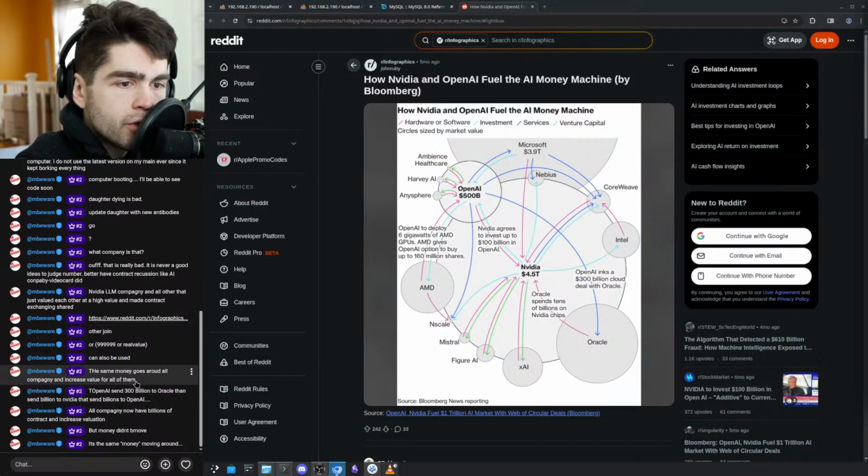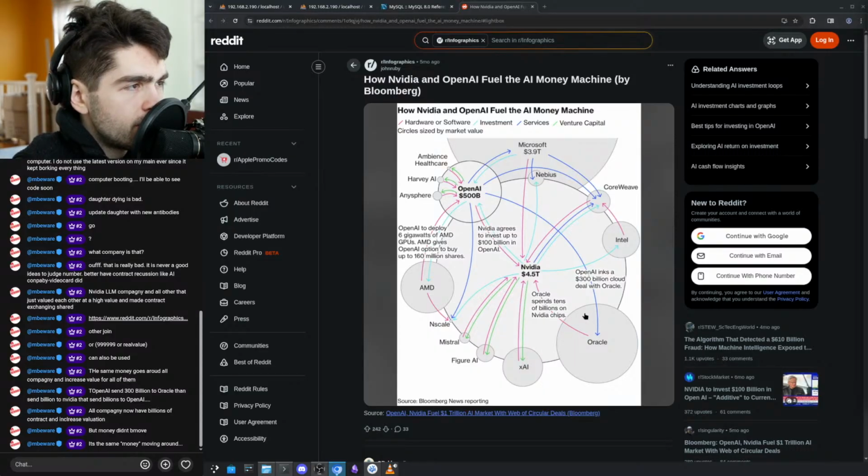The same money goes around. All companies increase value for all of them. Yes and no, right? Because you can only do that so often.